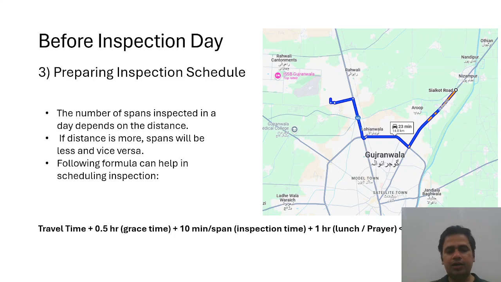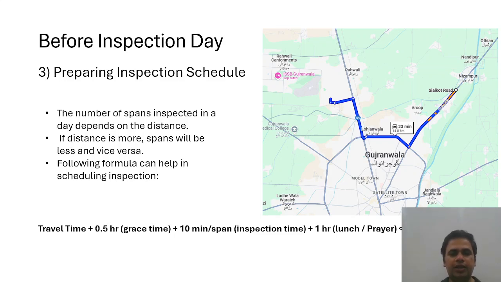The main part of this formula is the inspection time required for one span. You can see in this formula that we have given 10 minutes per span. This is an average time. Maybe some spans can take more than 10 minutes, but some can take less. But overall, in an inspection cycle, the average would be like 10 minutes.